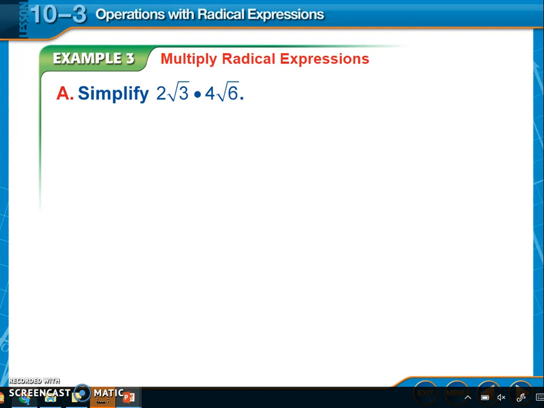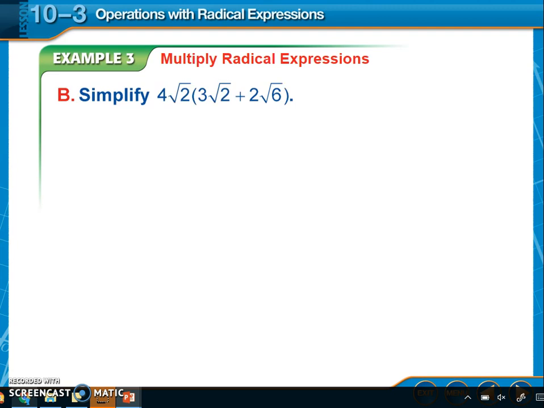Okay, if I want to multiply, I multiply the numbers first. So 2 and 4 makes 8, and then I multiply the square roots, so 3 and 6 is 18. Now in 18, a perfect square of 9 can be written. So this is 9 times 2. Square root of 9 is 3. So I have 8 times 3 times the square root of 2. 8 times 3 is 24 square root 2. And that's multiplying.